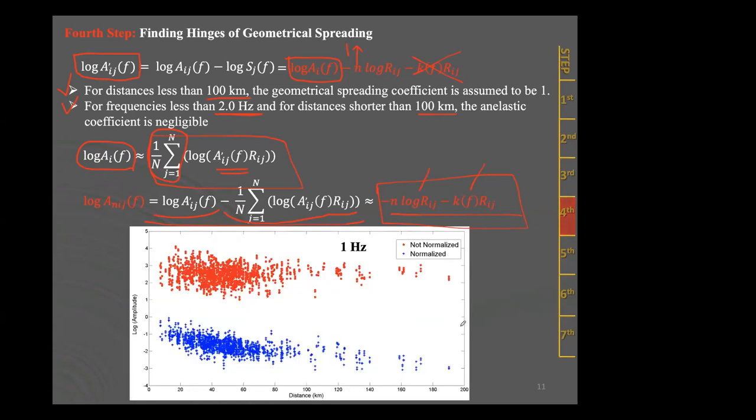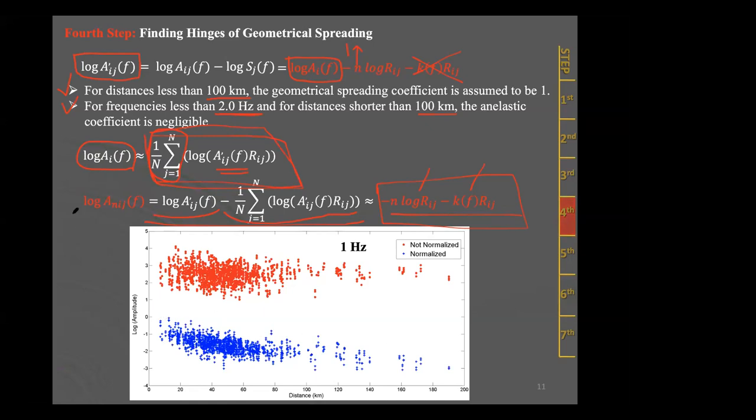Okay, so here you can see how it works really. On this figure, you see that the red one is A prime IJ at a frequency of 1 hertz. So this is distance and this is logarithm of amplitude. The site term is already removed. And when you also remove this term, which is an estimate of the source term, what you will have is just dependent on distance. The only independent parameter remaining here is Rij, the distance.